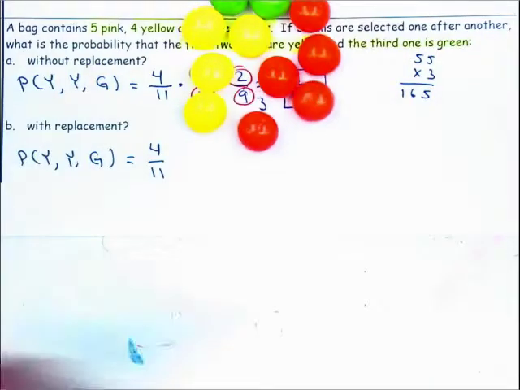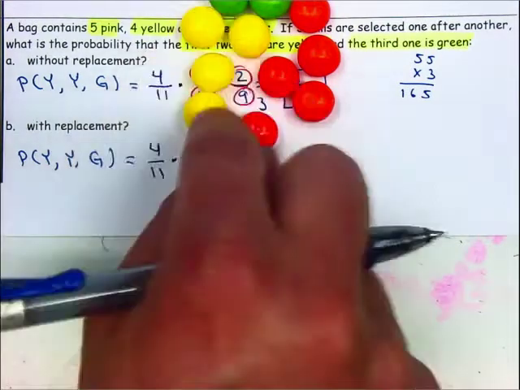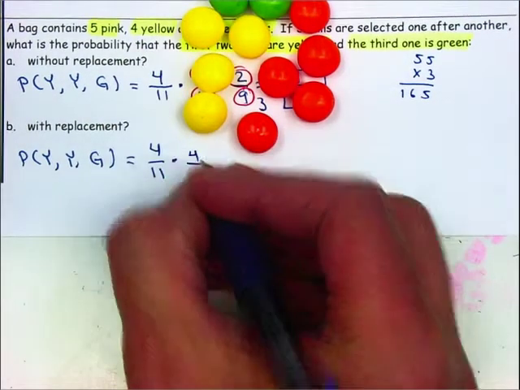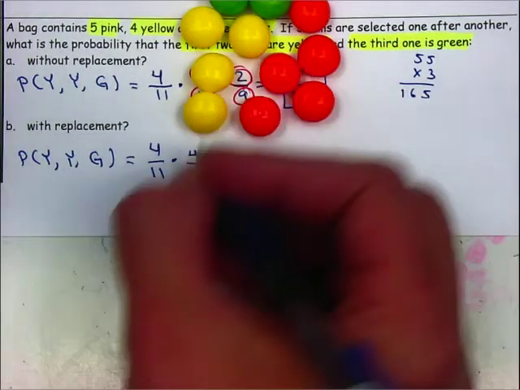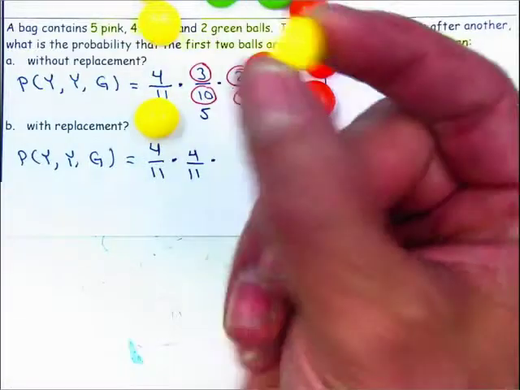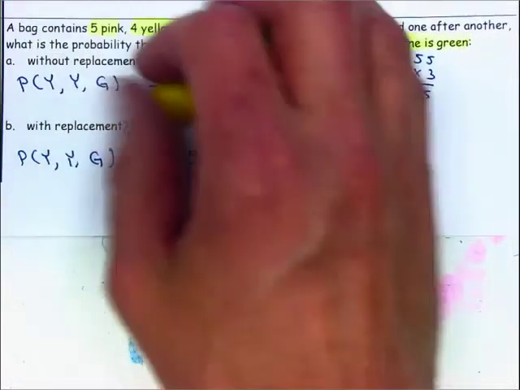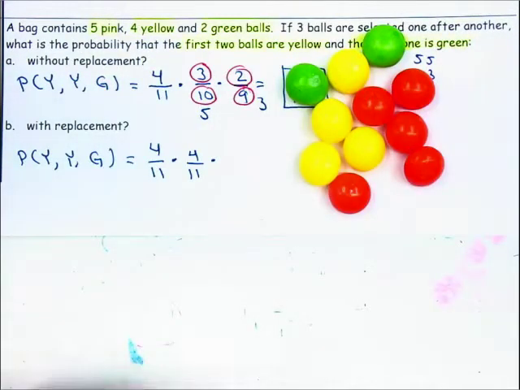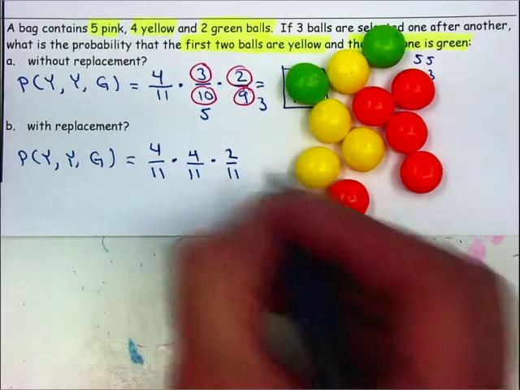So what's the probability of getting another yellow one? How many yellow ones do we have? 4, still, because we replaced it. And how many are total? 11 once again. So we go in there, the probability of getting a yellow one is 4 out of 11. And yes, we get a yellow one. And we place it back. Now, what's the probability of getting a green one? It will be 2, because we have 2 green, over 11 once again.